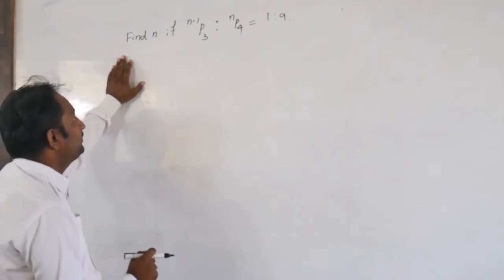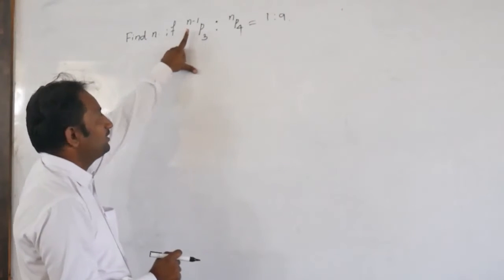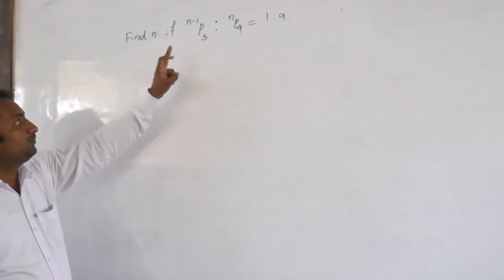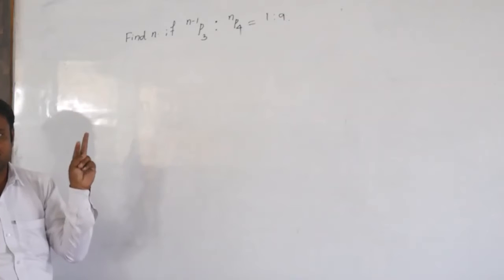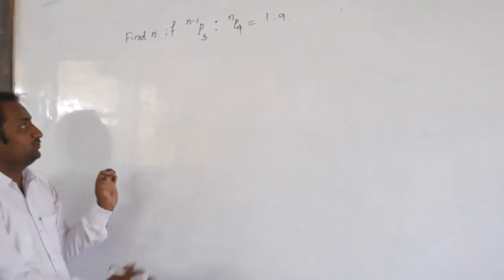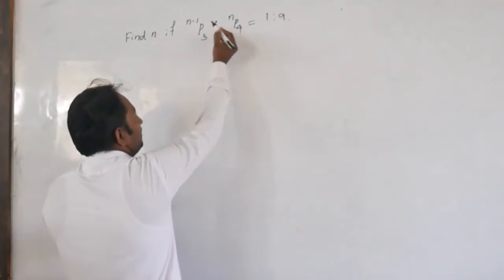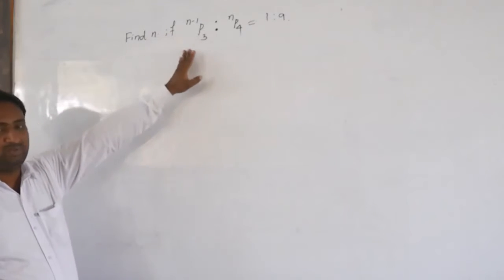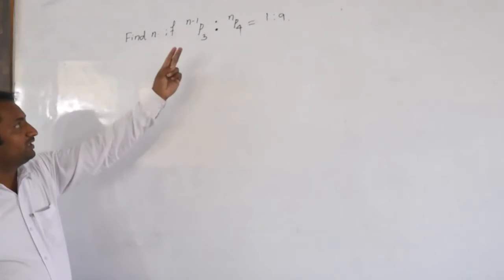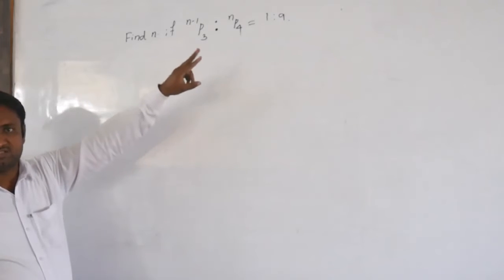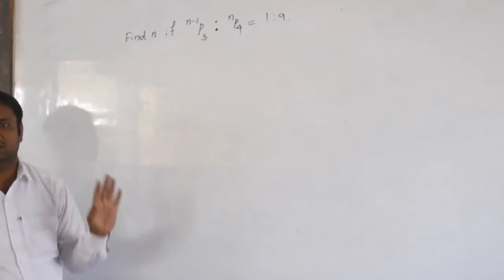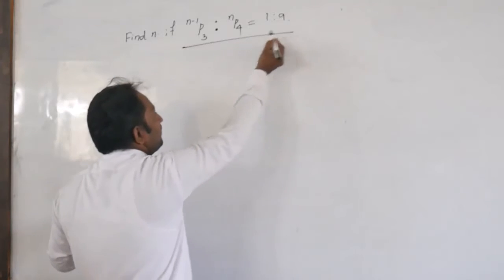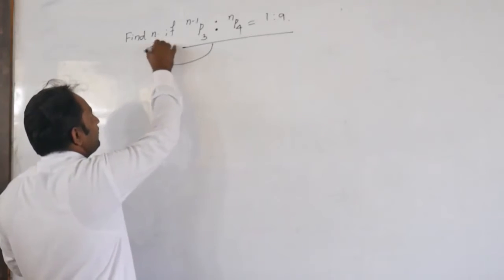Find n if (n minus 1)P3 is to nP4 is equal to 1 is to 9. Then for this problem we can find the n value.